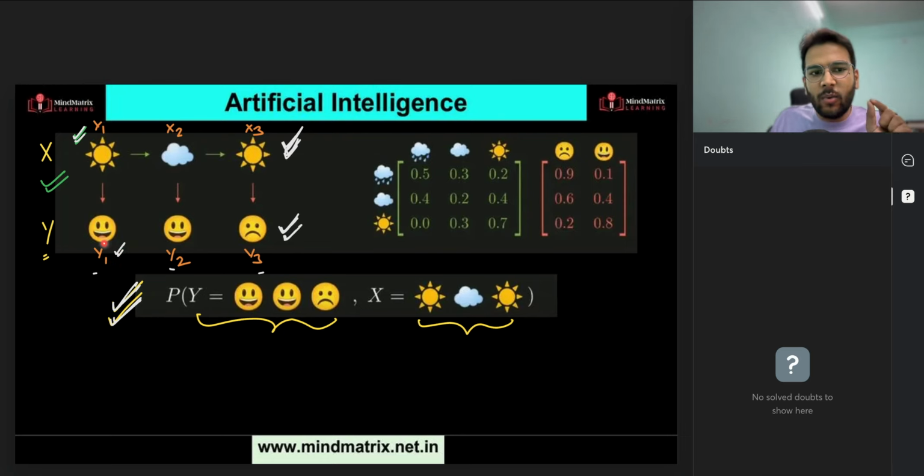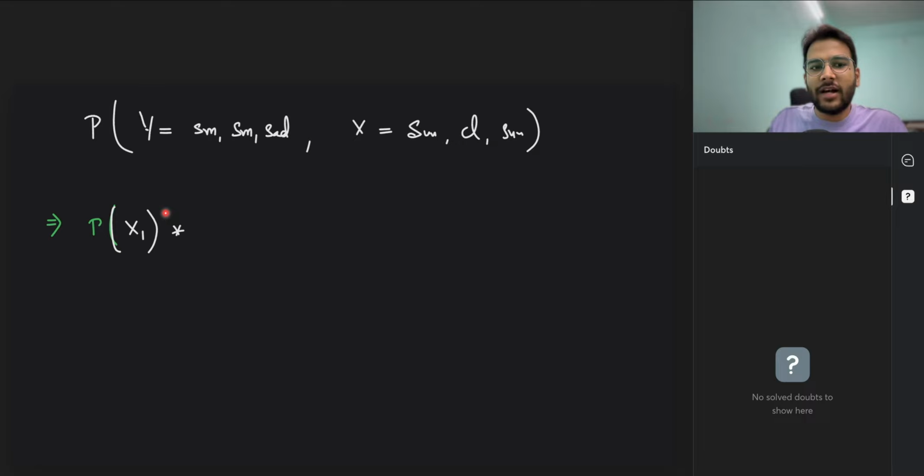Then what is the probability of y1? This is the mood of your friend, that is, he is in a happy state. So if you have to find the probability, it is conditionally dependent on the weather also, right? So I have to write it like this: probability of y1 given x1. Do you understand this, everyone?